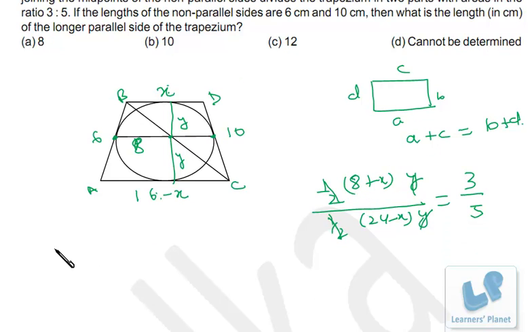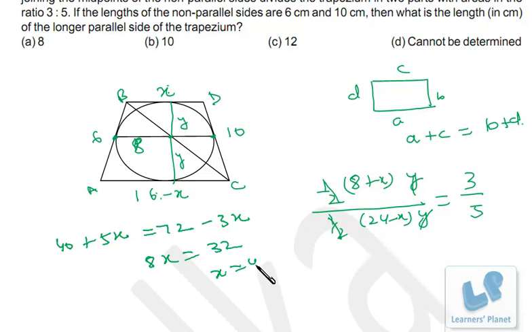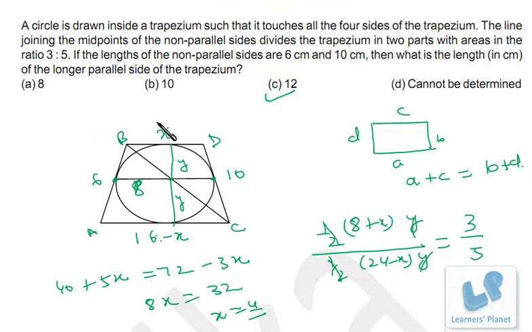5 eights are 40 plus 5x is equal to 72 minus 3x. So 8x is equal to 72 minus 40, that's 32. That means x is equal to 4. So this is 4, this is 12, right? We are asked about the longer parallel side, so that will be 12. So the work left for you is this much only.